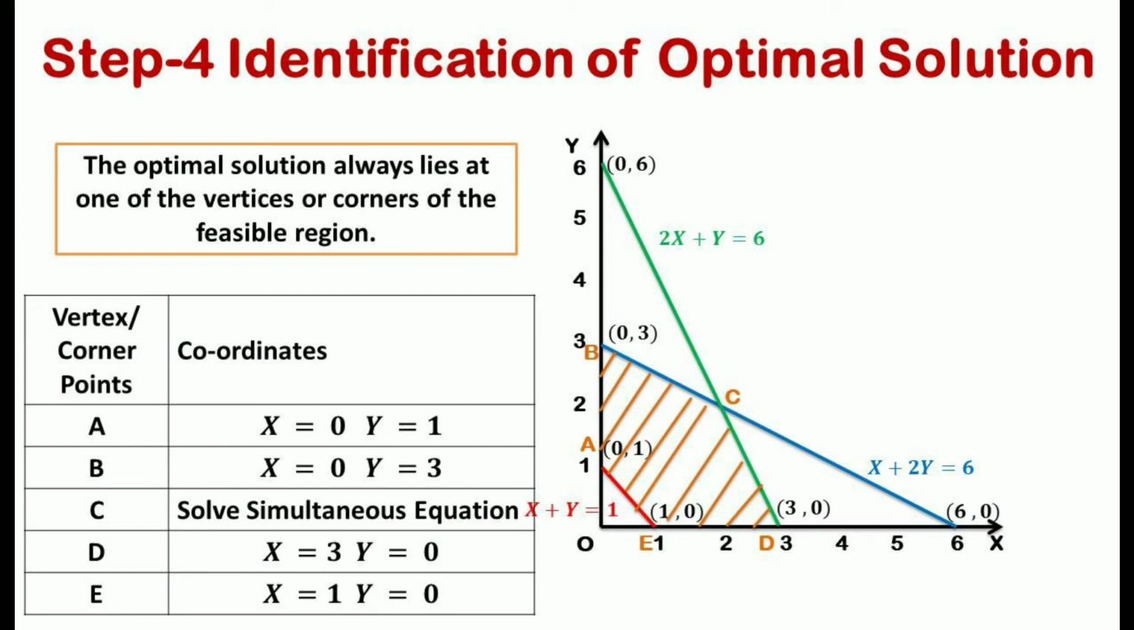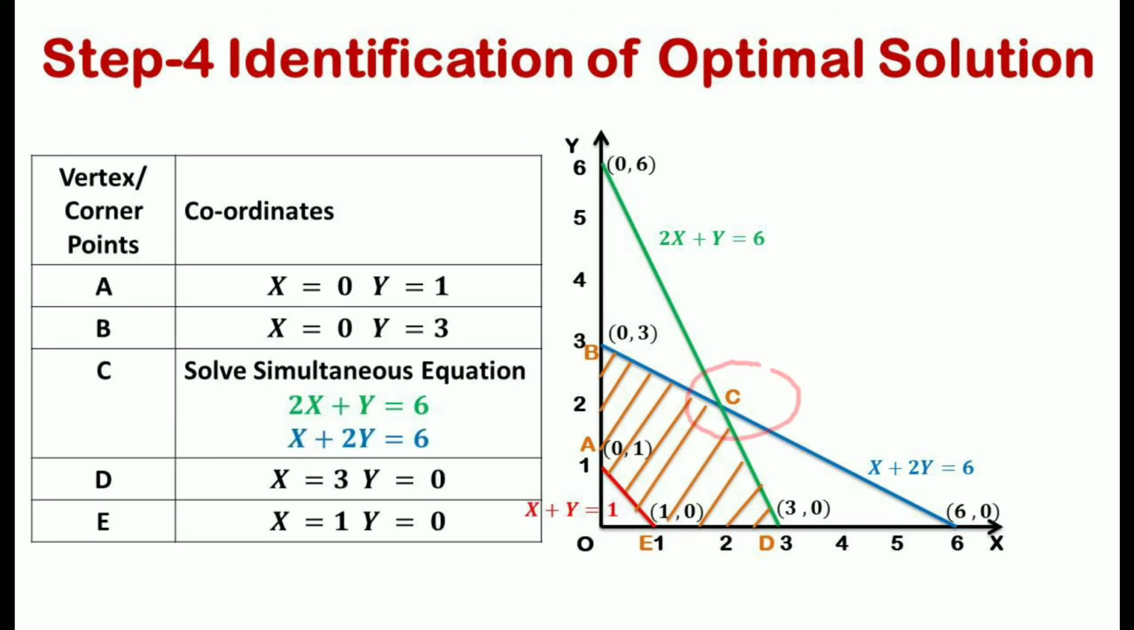And the fourth corner point is D, where the value of x is equal to 3 and the value of y is equal to 0. And finally, we have the last corner point, which is E, where the value of x is equal to 1 and the value of y is equal to 0.